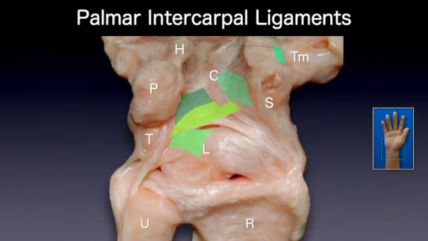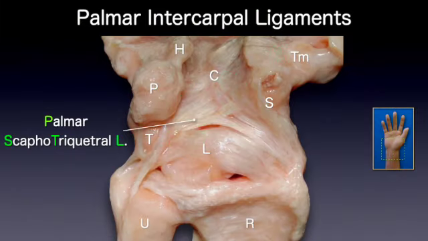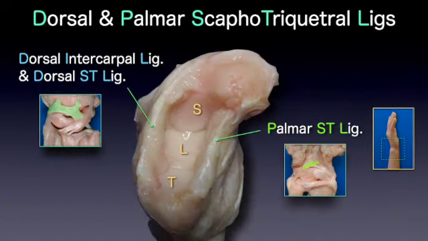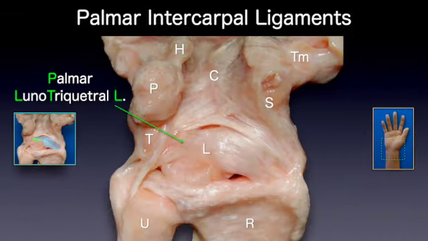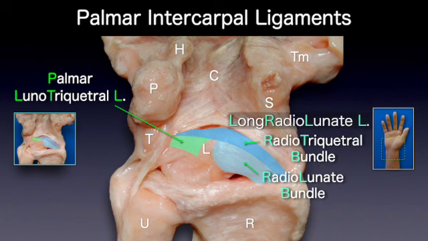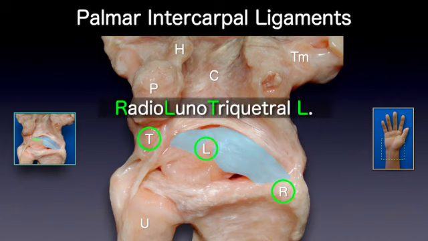Among the palmar intercarpal ligaments, the palmar scaphotriquetral ligament that connects the triquetrum with the scaphoid is arranged parallel to the dorsal scaphotriquetral ligaments and helps construct a cradle for the proximal condyle of the distal carpal row. The palmar lunotriquetral ligament connects the triquetrum with the lunate, but it contains a bundle that connects the triquetrum to the radius, as I have shown before. Regarding the naming of this construction, a classic description of radiolunotriquetral ligament seems to be proper.